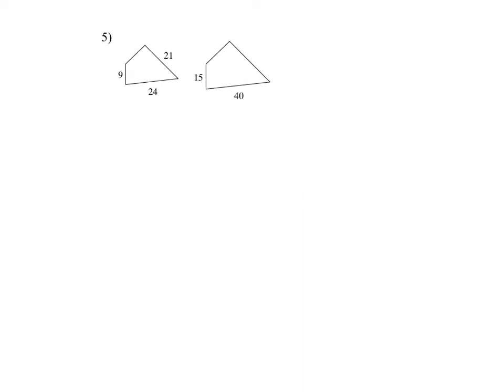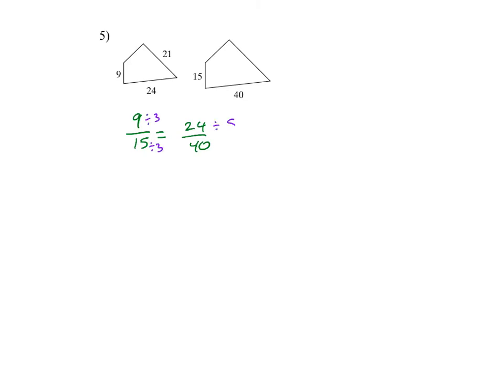So again, the instructions say they're similar. So I'm going to go with my corresponding parts, the only information that I have. So from the smaller to the larger, 9 over 15 has to equal 24 over 40. Right, so I'm simplifying this one by 3 and this one by 8. So my scale factor here is 3 over 5.